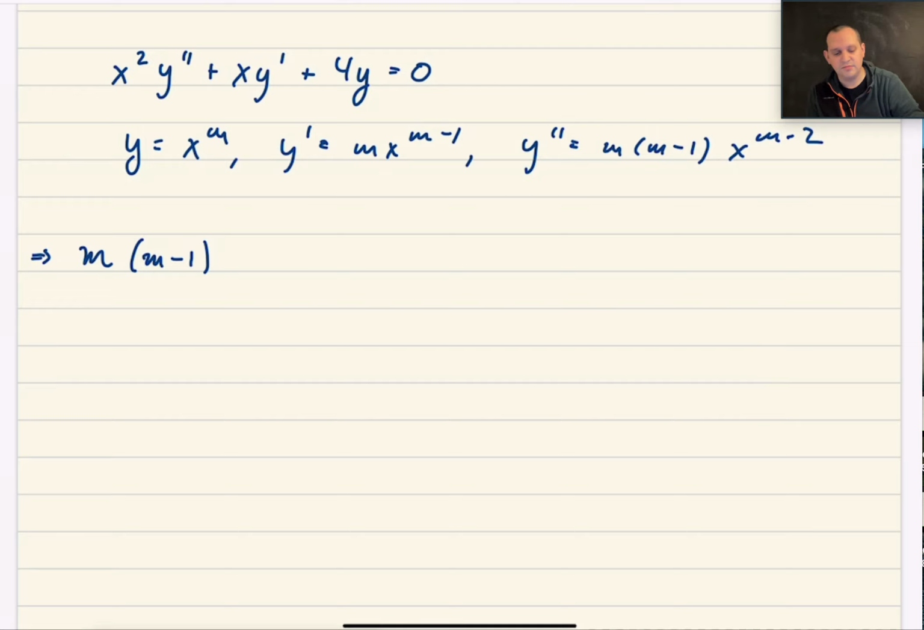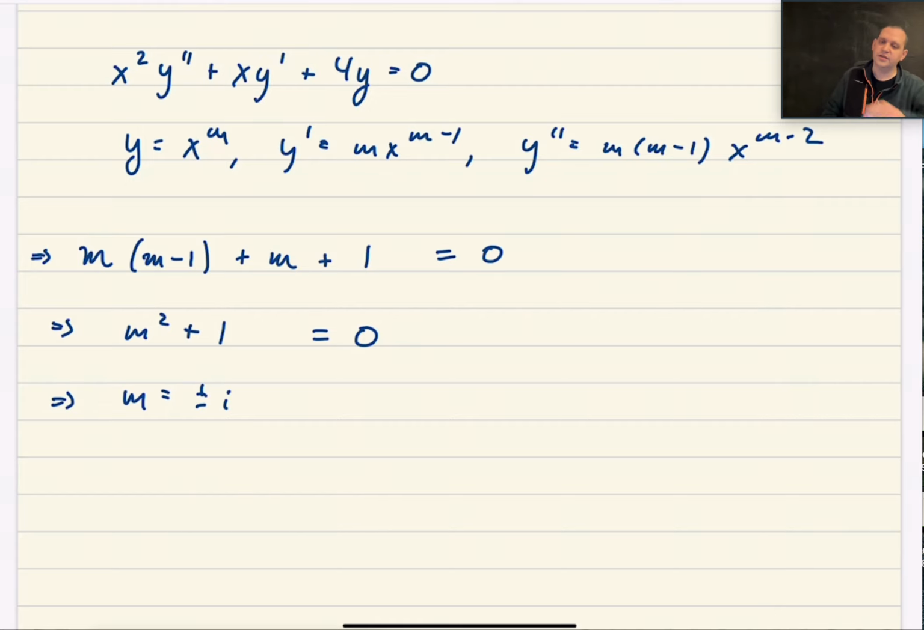You're going to end up with m times m minus 1, plus x times y prime is m times x to the m, plus 4y is plus 1. So you're going to end up with this equation, which is going to give you m squared plus 1 equals 0. And therefore, your roots are going to be m is plus or minus i.